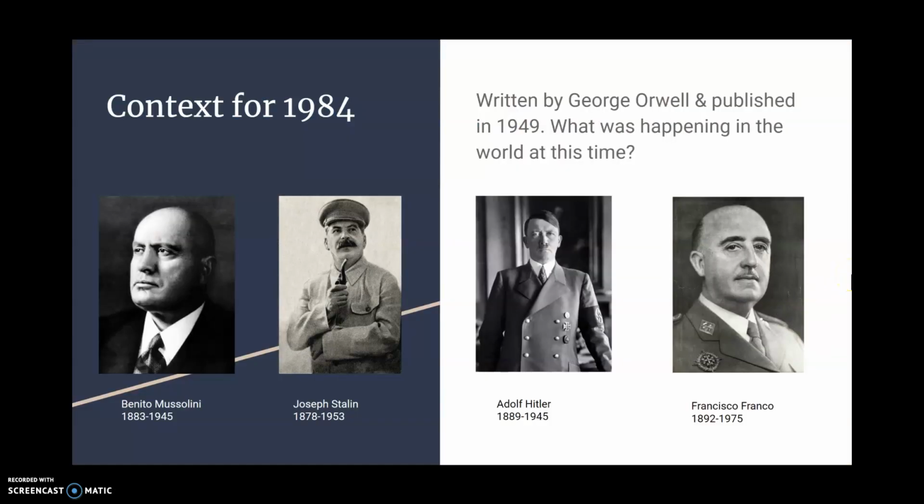All right, so 1984 was written by George Orwell. It was published in 1949. So 1949 to 1984, that's about 35 years. What was happening in the world at this time? I know that you guys have done studies last year on World War II, so I assume that you already have some prior knowledge as to what was going on in Europe at that time.